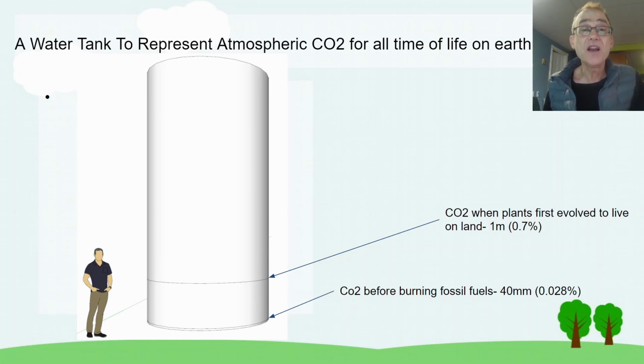So it went from 100 meters at the start of life on Earth to 40 millimeters, and it stayed there for millions of years. Instead of having a nearly limitless supply, plants now only had what was being created by animals on Earth.